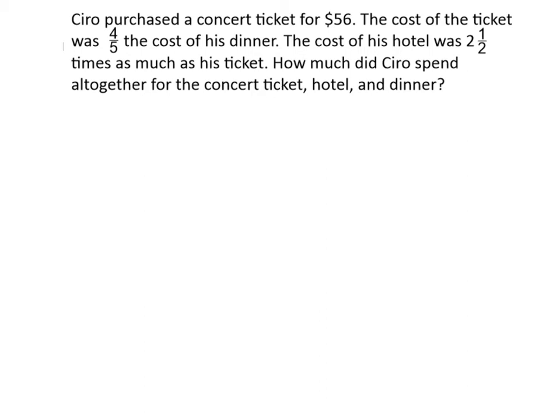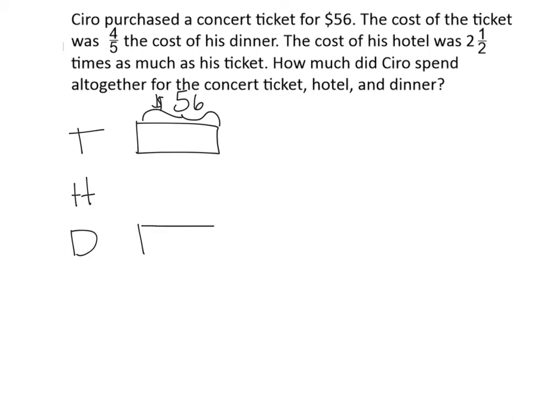Let's draw. We know he has the ticket, the hotel, and dinner. So we're going to draw 3 different units. Now, the concert ticket was $56. That's what we know. So we're going to draw our unit to represent $56. The cost of the ticket was 4/5 as much as his cost of dinner. So let's think about that. Was dinner more than the ticket? Well, if the cost of the ticket was 4/5 the cost of his dinner, then we know that his dinner cost more.